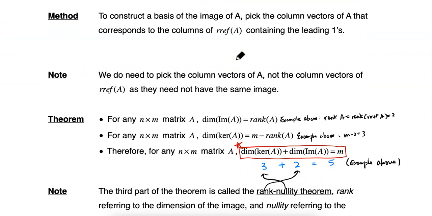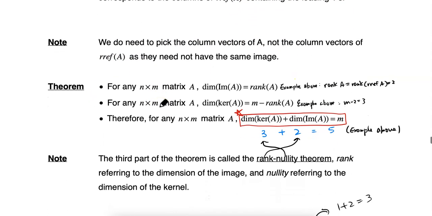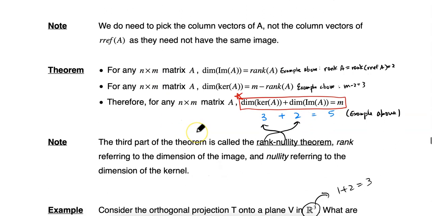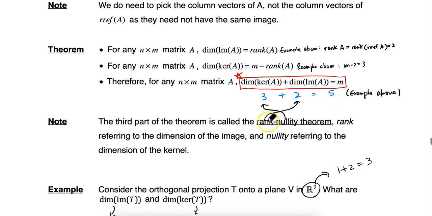So a quick reminder how to find the image of A. You pick the column vectors of A that correspond to the columns of RREF of A containing the leading ones. And we do need to pick columns of A, not the columns of RREF of A. So, rank nullity theorem, here it is. The dimension of the kernel plus the dimension of the image is always equal to the number of columns in the matrix. So in the example above, it was 3 plus 2, and that is equal to 5. The word rank refers to the dimension of the image, and the word nullity refers to the dimension of the kernel.